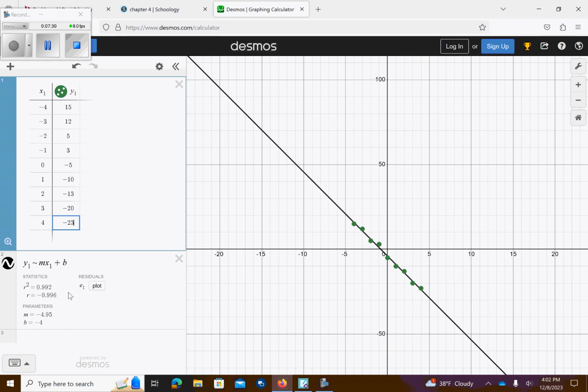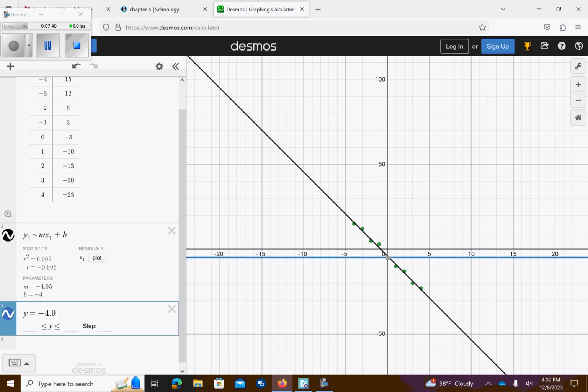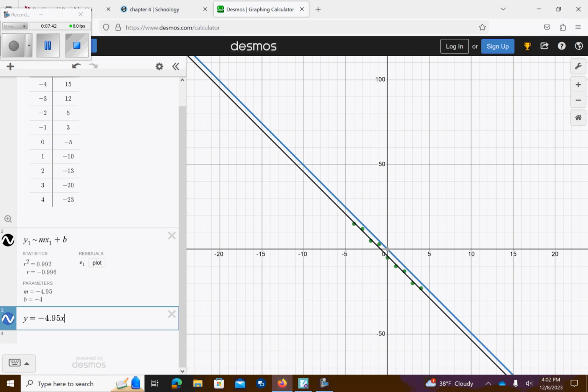All right, so because we have this already set up, look at my line of best fit. It's Y tilde, or Y equals, we can do that because we already have the tilde above. My slope is -4.95X minus 4. There's your line of best fit. That's your equation.